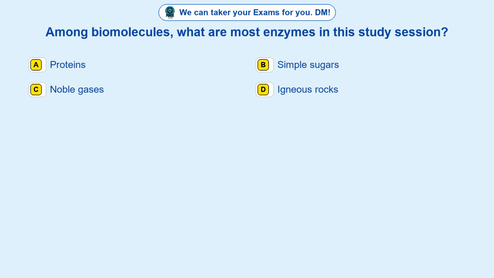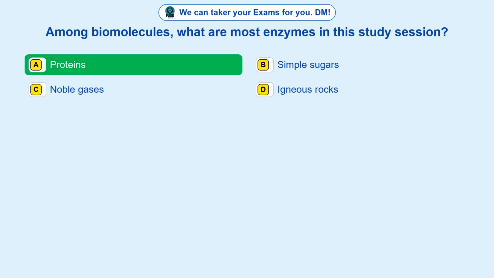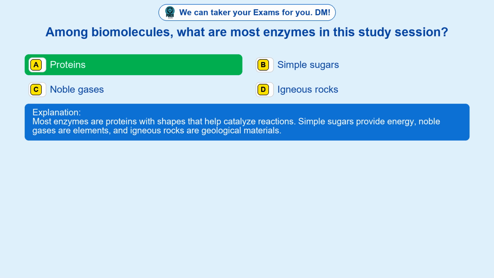Question 30. Among biomolecules, what are most enzymes in this study session? Option A, proteins. Option B, simple sugars. Option C, noble gases. Option D, igneous rocks. The correct answer is option A. Proteins. Most enzymes are proteins with shapes that help catalyze reactions. Simple sugars provide energy, noble gases are elements, and igneous rocks are geological materials.